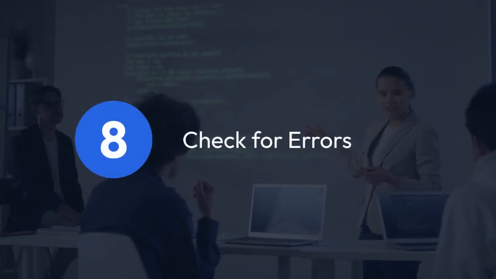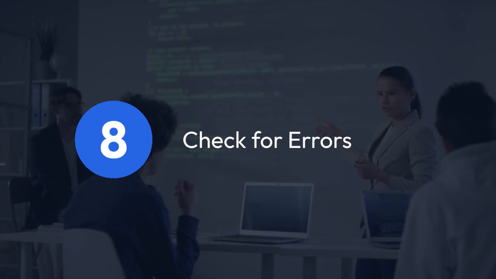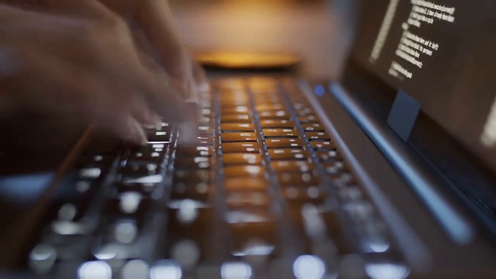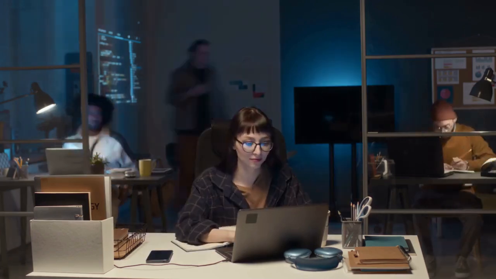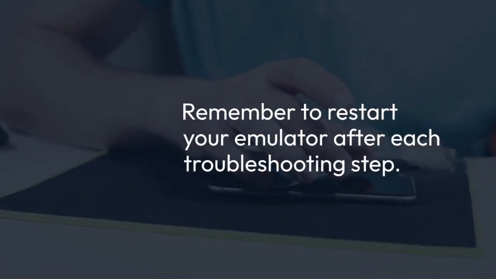8. Check for errors. If none of the above work, carefully examine the logcat output within Android Studio. Logcat displays messages and error reports from your emulator, and error messages related to Bluetooth are frequently found there. Search within the logcat output for keywords like Bluetooth, error, or exception. This might provide more specific clues about the issue. Remember to restart your emulator after each troubleshooting step.